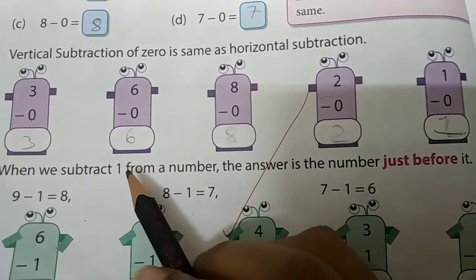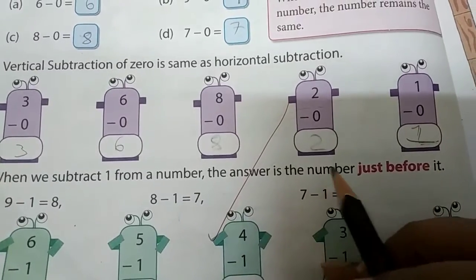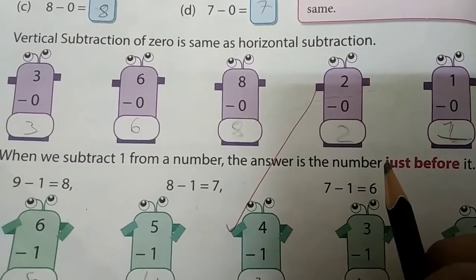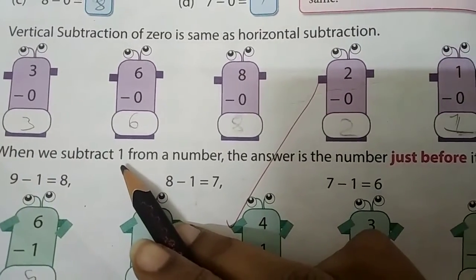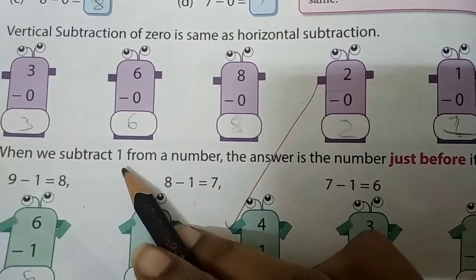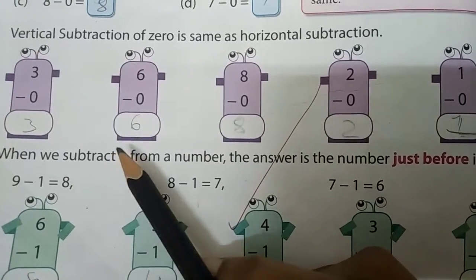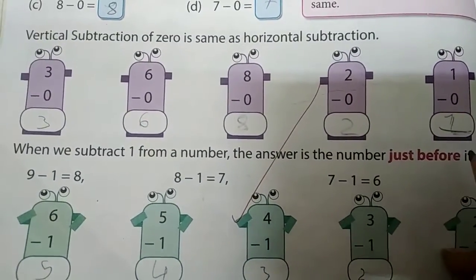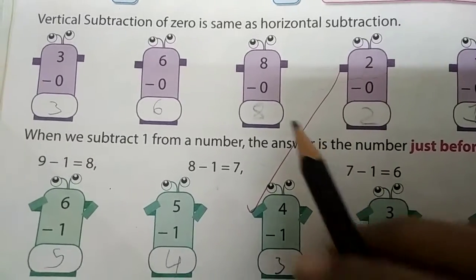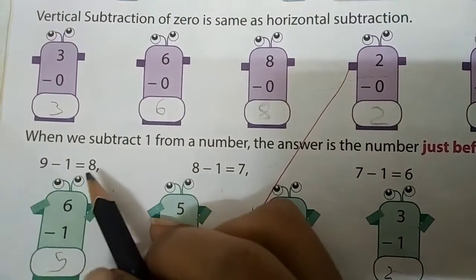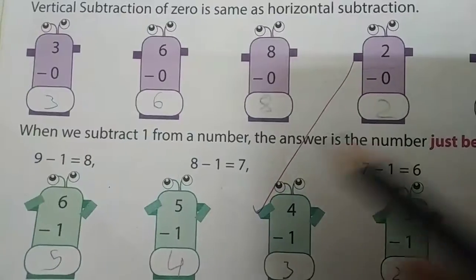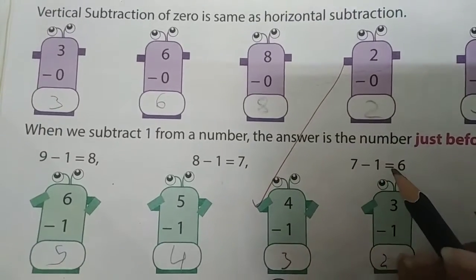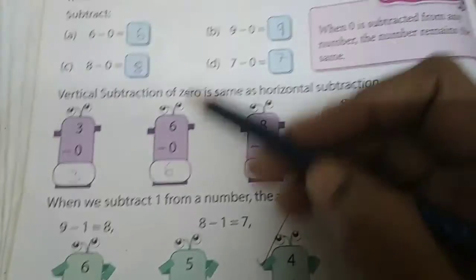When we subtract 1 from any number, the answer is the number just before. Do you remember in addition what we have learned? When you are adding 1 to any number, you will get the number just after. Similarly, when you subtract 1 from any number, the answer is the number just before it. That means you will get the previous number. That means 9 minus 1, you will get 8. You count and check. Okay, 8 minus 1, you will get 7. 7 minus 1, you will get 6. Okay, these are the properties.